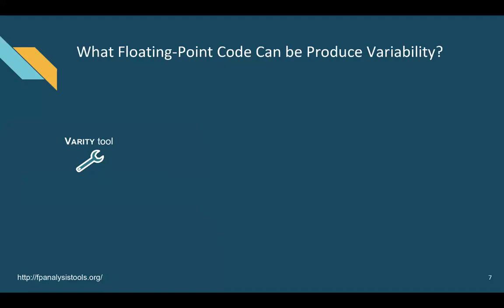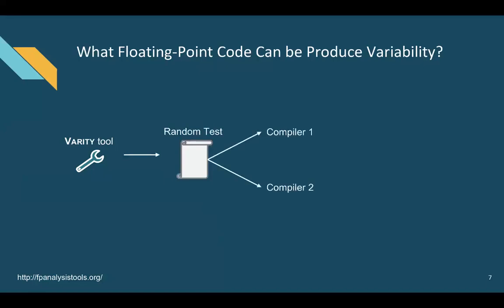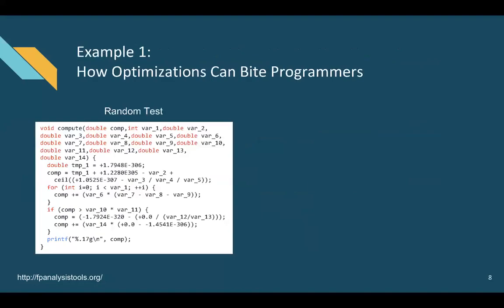What this tool does is that it allows us to identify programs that produce floating point variations. The idea of the tool is that it generates random tests and then compiles the test with different compilers in a given system, and then it runs the test with a given input and checks if the results are different. So I'm going to show you a few examples of some floating point tests that we found with this tool on which we saw large variations.